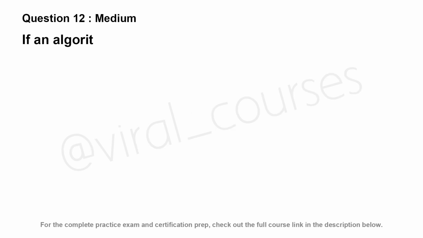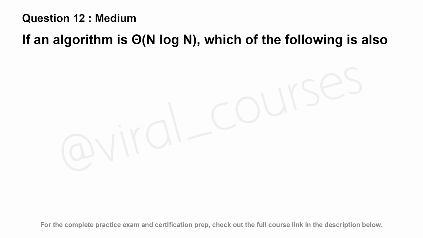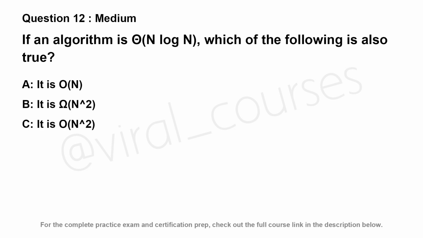If an algorithm is theta of n log n, which of the following is also true? Option A, it is theta of n. Option B, it is omega of n squared. Option C, it is O(n squared). Option D, it is omega of n cubed.